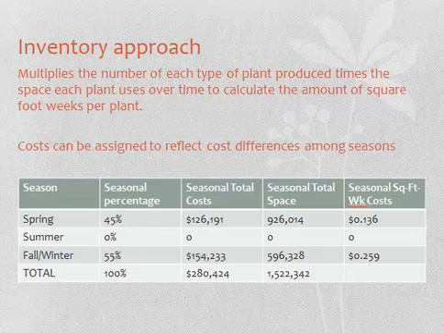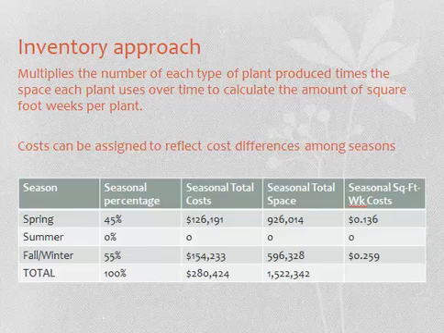We are not going to use the inventory approach for class, but I need you to know that it's available and it's a very accurate way of calculating cost. This is found on page 7 of your book. The inventory approach multiplies the number of each type of plant produced times the space each plant uses over time to calculate the amount of square foot weeks per plant. This allows us to assign different cost per season.